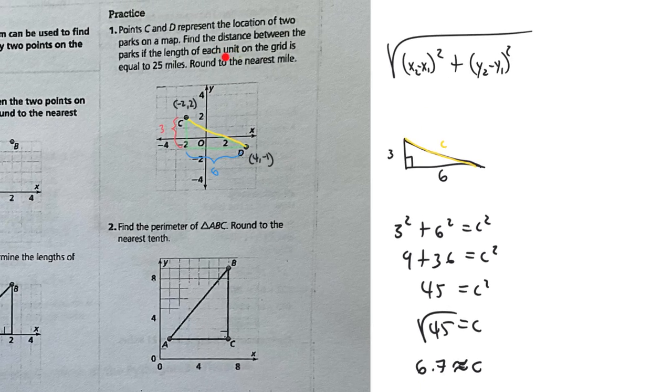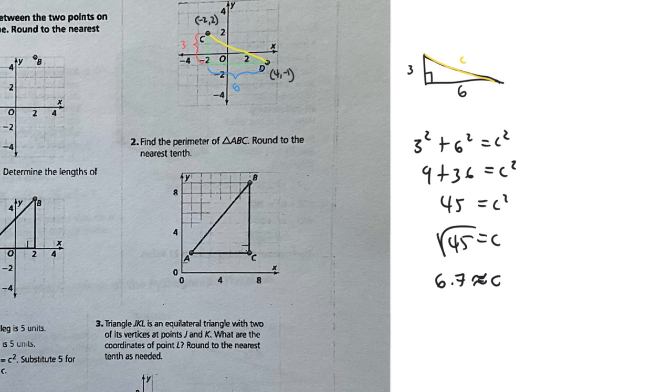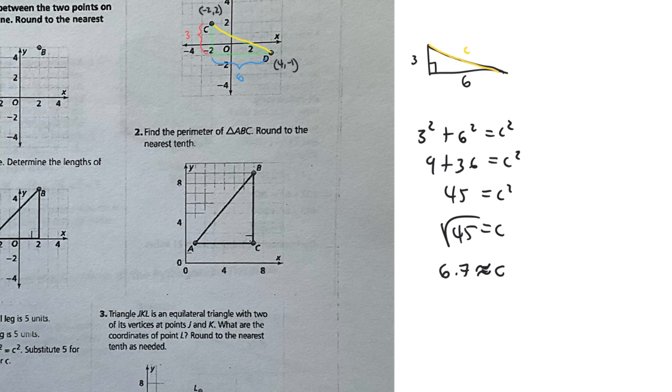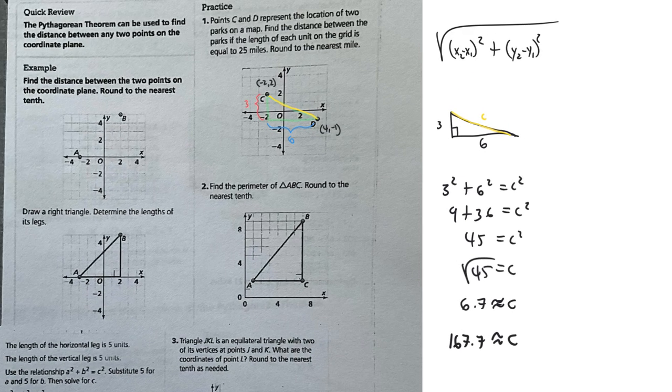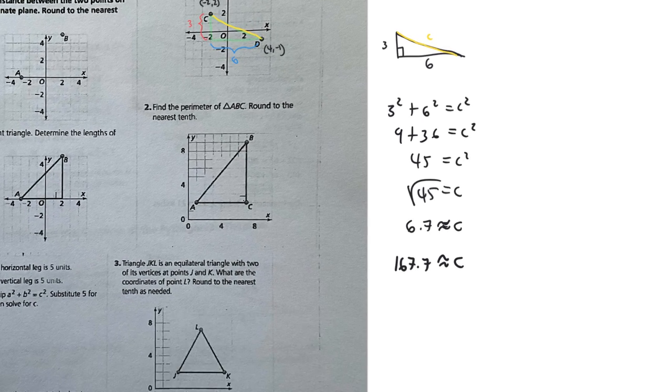The thing is, though, that each unit represents 25 miles, right? So we have to multiply that by 25. Okay, so that would be 167.7 ish. So that's how you would do that one. Pretty sure I got that right. Hopefully, I did not make a careless mistake.